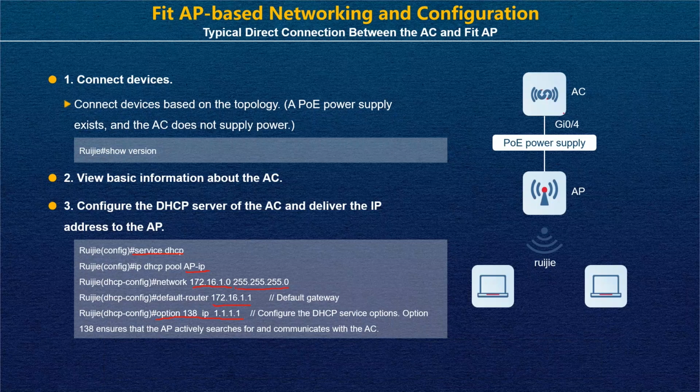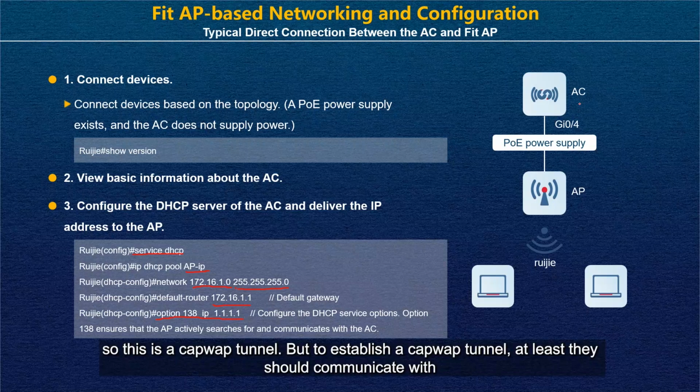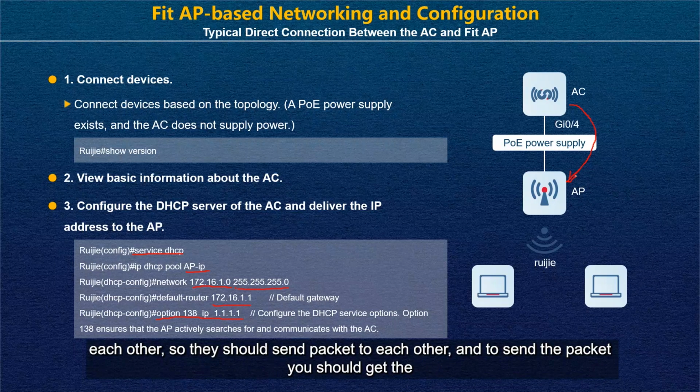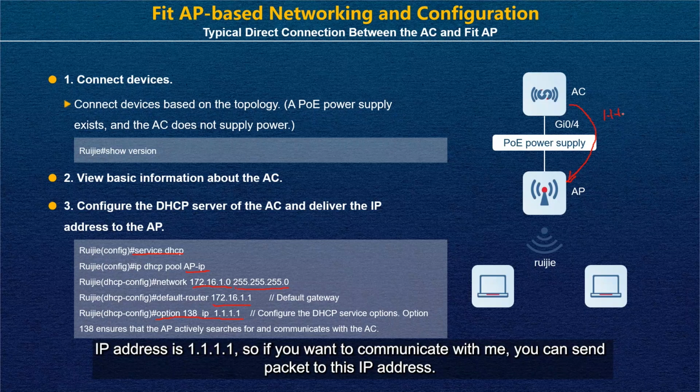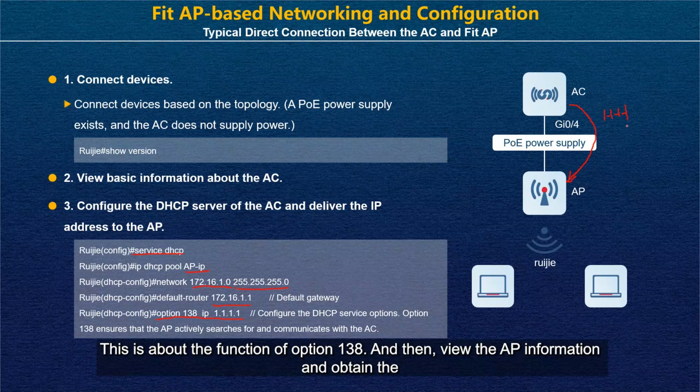Because we said that between the AP and AC, they should establish a CAPWAP tunnel. But to establish the CAPWAP tunnel, at least they should communicate with each other. So they should send packets to each other, and to send the packet, they should get the IP address of each other. So in this way, by option 138, AC has told the AP that, okay, my IP address is 1.1.1.1. So if you want to communicate with me, you can send packets to this IP address. Okay, this is about the function of option 138.